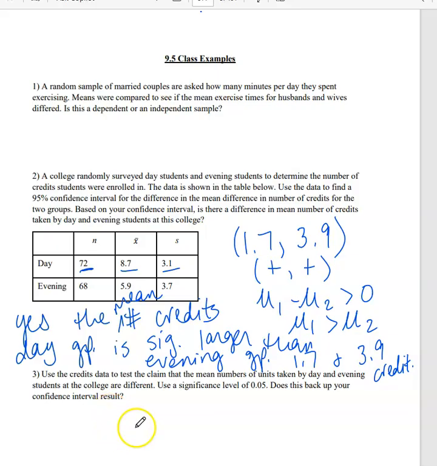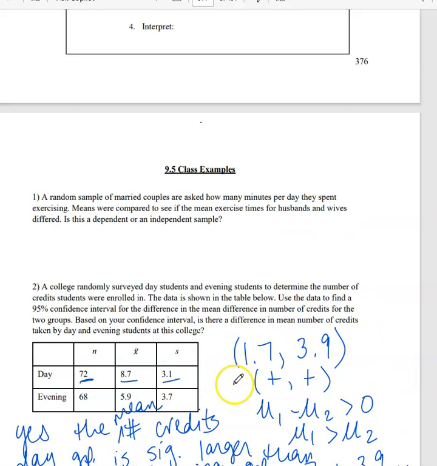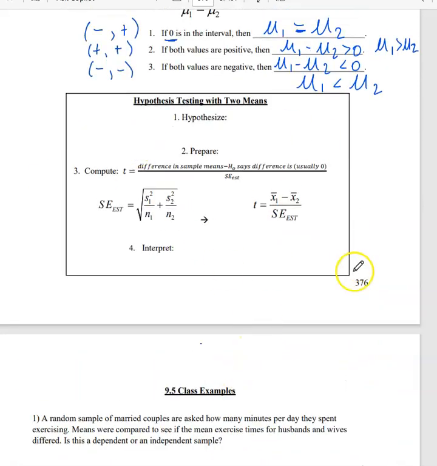Now, question 3 says, use the credits data to test the claim that the mean numbers of units taken by the day and the evening groups at the college are different, using a 5% significance level. Let's go back for just a brief moment and talk about hypothesis testing. I'm not going to get into these formulas. Again, we're going to use StatCrunch to do the calculations for us. We're going to focus on the interpretation.